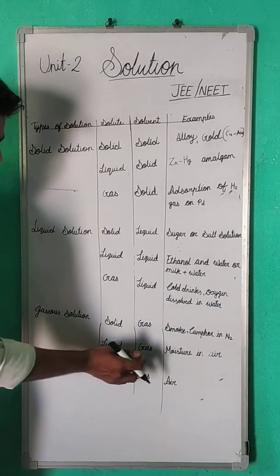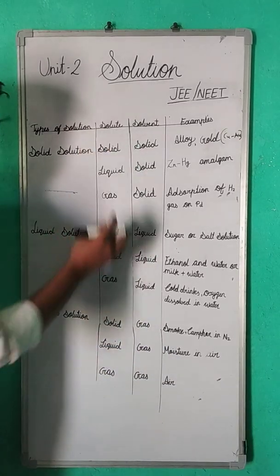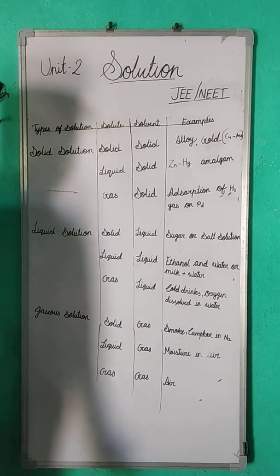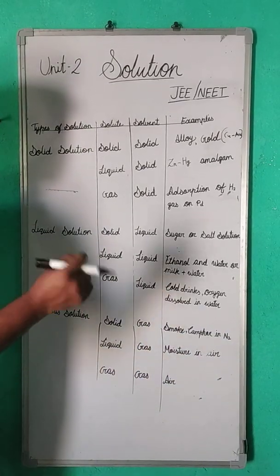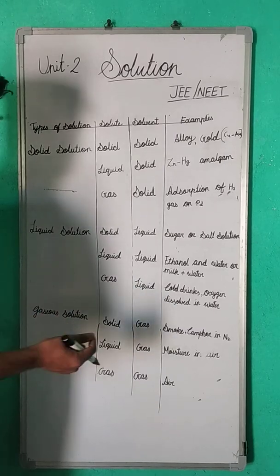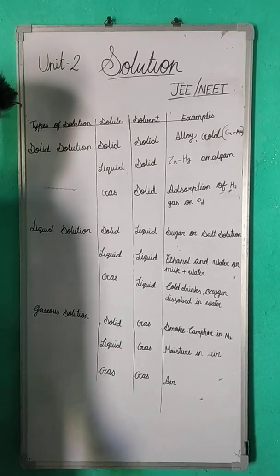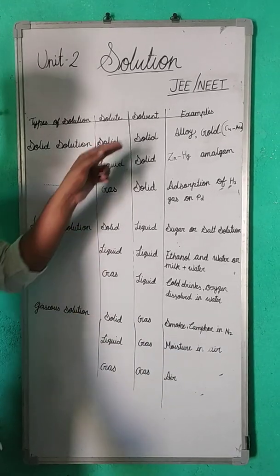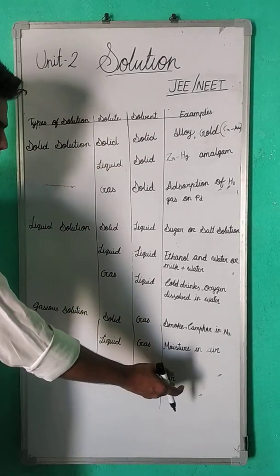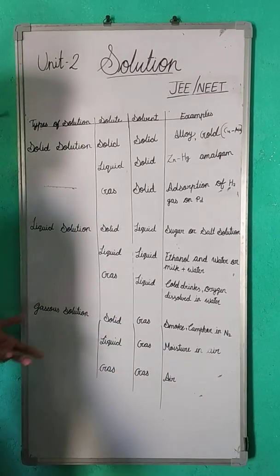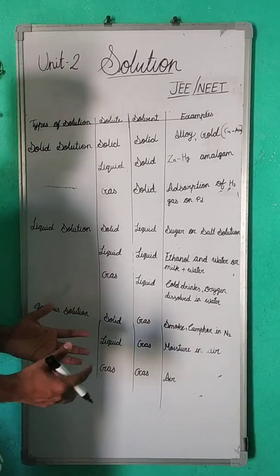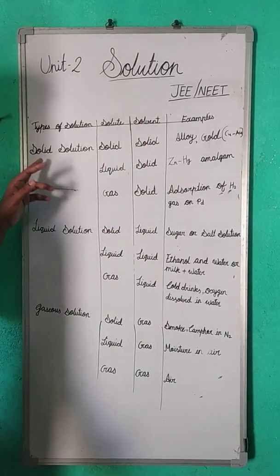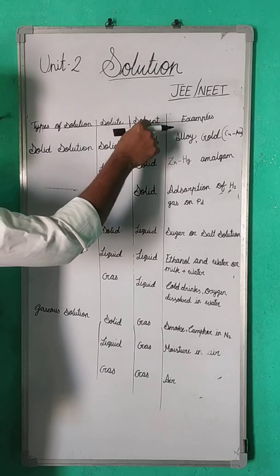Then you have liquid in gas, where the solute is in liquid state and the solvent is in gaseous state, like moisture in the air. We know during rainy seasons we have small droplets of water in the air, so it is called liquid in gas. And last, very simple, gas in gas, where the solute is also in gaseous state and the solvent is also in gaseous state. Example, the air around us, where nitrogen, oxygen, carbon dioxide, all different gases are mixed together. So these are the types of solution which are based on the physical state of solvent.